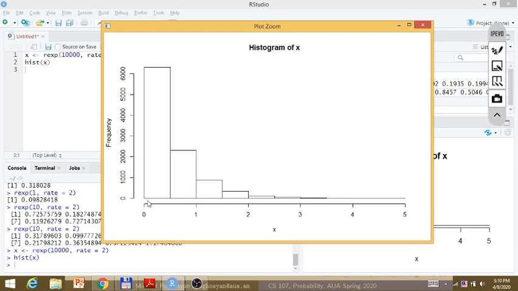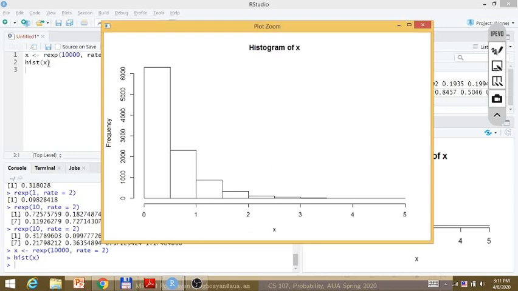So most of the numbers out of those 10,000, well, more than 6,000 are between 0 and 0.5. Some 2,300 or around that are between 0.5 and 1. And others are here. Around 1,000 are here, and others are here, etc. So maybe no numbers at all are larger than 4 in this case.